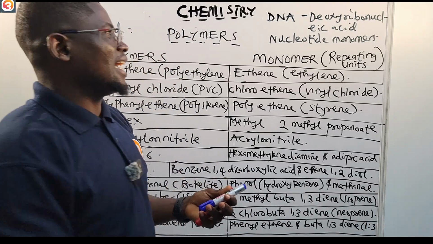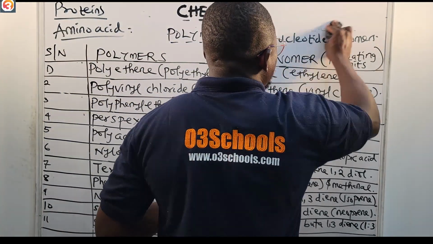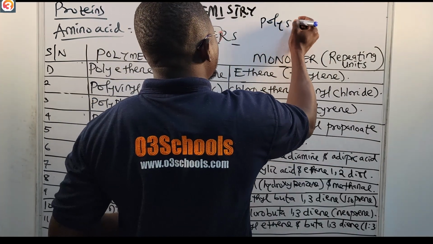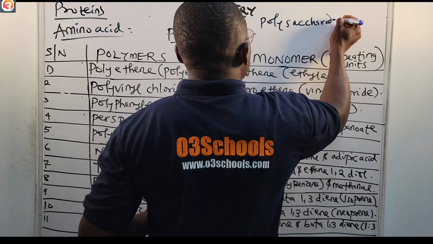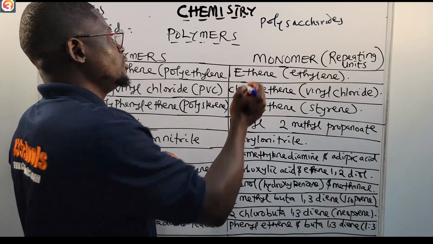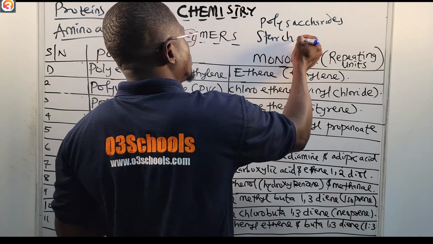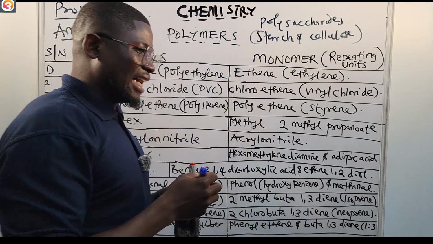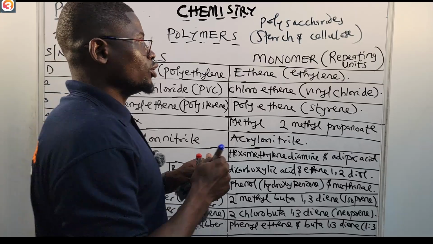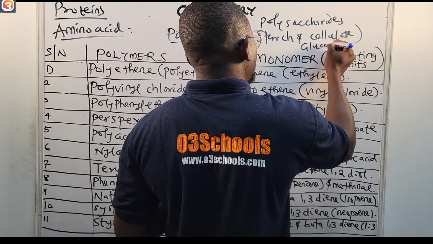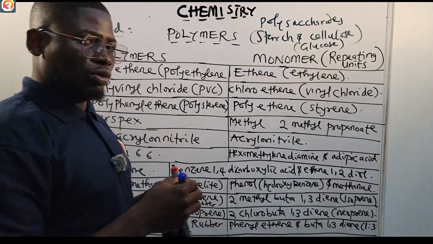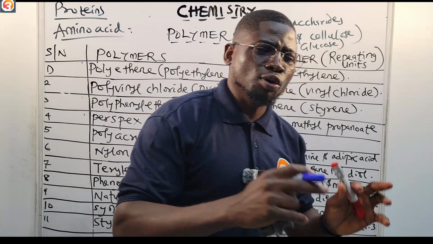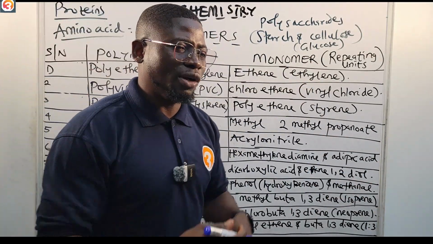Likewise, we also have polysaccharides, like starch and cellulose. These two are polysaccharides. They are made up of monomers of glucose. All these are what you call polymers. They are natural polymers that we encounter in daily life.